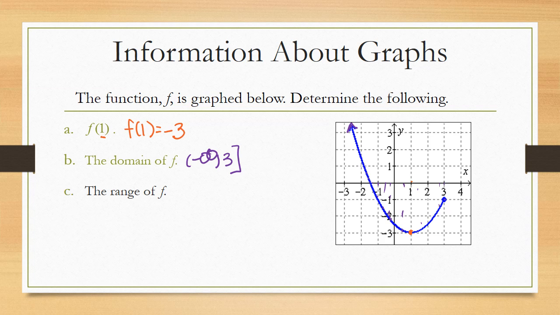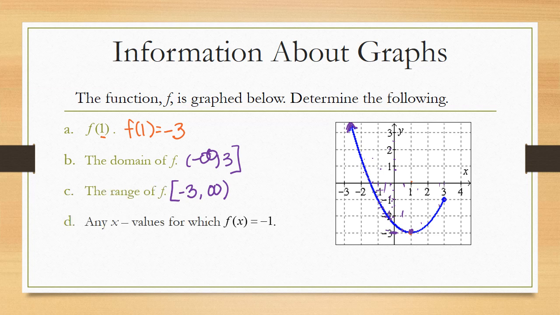State the range. So it looks like the smallest y value is -3, and I include -3. And all of these y values are good to go. They all have at least one x that they go to. And this arrow means this is going to go on forever towards positive infinity. And again, with the infinities, you always use parentheses since those aren't actually real numbers.